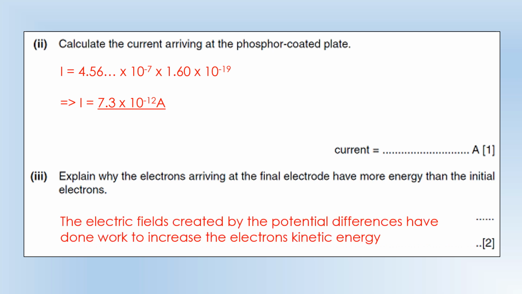Well, they've had work done on them by the electric field. So the potential difference creates an electric field which is accelerating our electrons, and that increases the electrons' kinetic energy, and that's why they have more energy. And also we have many more electrons now which also have been accelerated, so we're going to have quite a lot more energy.